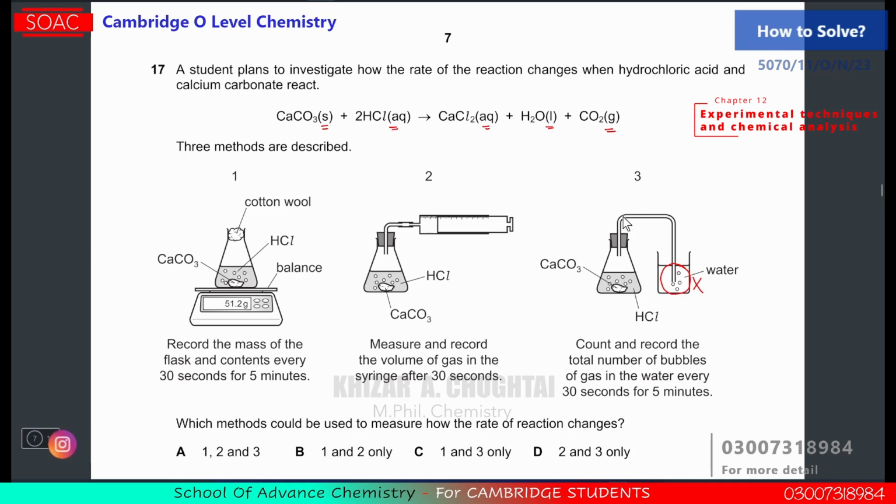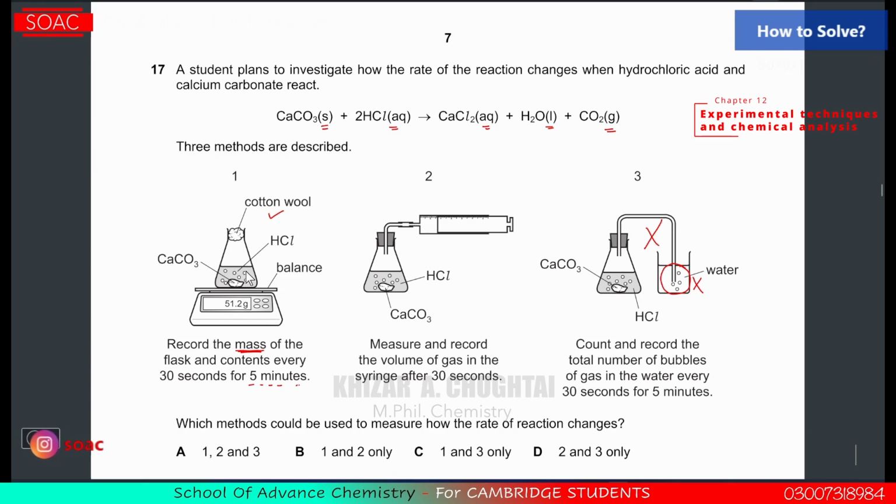So one thing is this experiment 3 is not applicable. However, what is the question? Which method could be used to measure how the rate of reaction changes? So this is inapplicable. One is applicable, as we are going to count the change in mass after regular time intervals. Yes, it is true. It can be used to find the rate of reaction. First, we will draw a curve, a graph, and then we can find the rate of reaction.